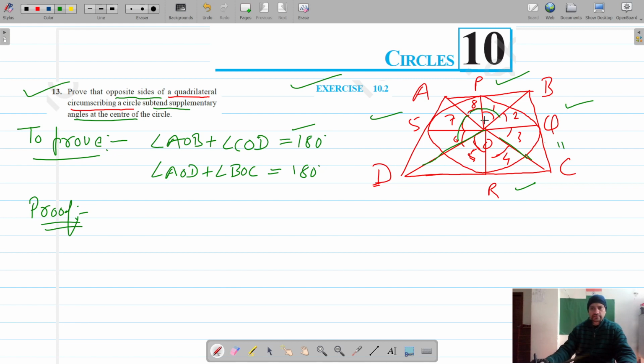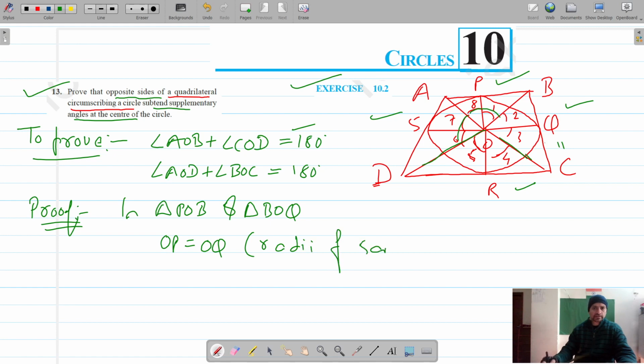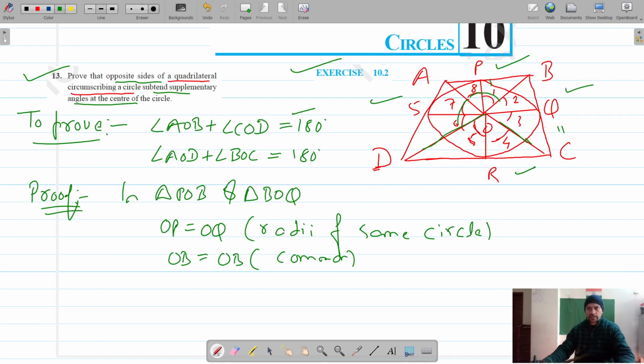Let's consider these two triangles, POB and BOQ. In triangle POB and BOQ, OP is equal to OQ, these are the radii of the same circle, and OB is common, and angle P is equal to angle Q, both of these being 90 degrees each.